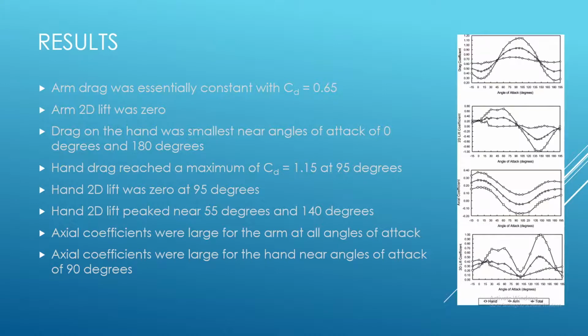Hand 2D lift was 0 at 95 degrees and peaked near 55 degrees and 140 degrees, with more lift generated when the pinky finger was leading than when the thumb was leading the motion. Axial coefficients were large for the arm at all the angles of attack, and large for the hand near angles of attack of around 90 degrees.